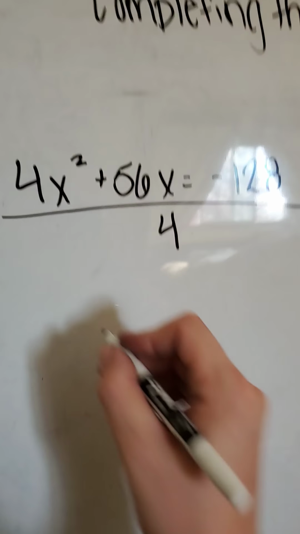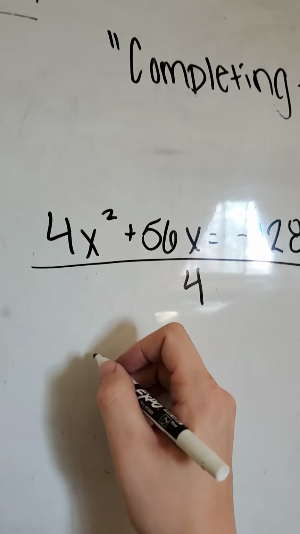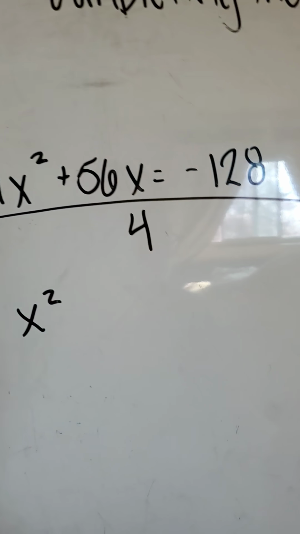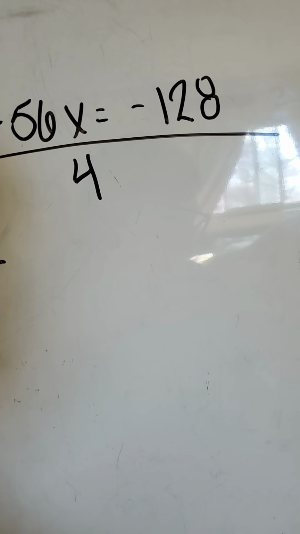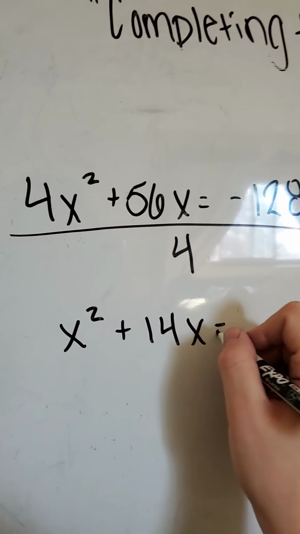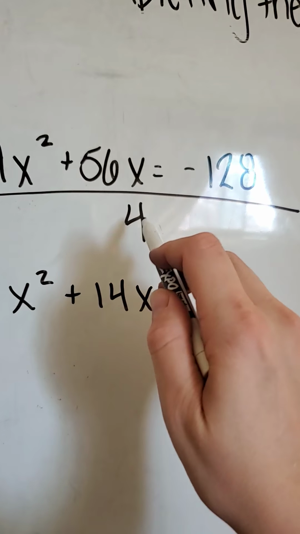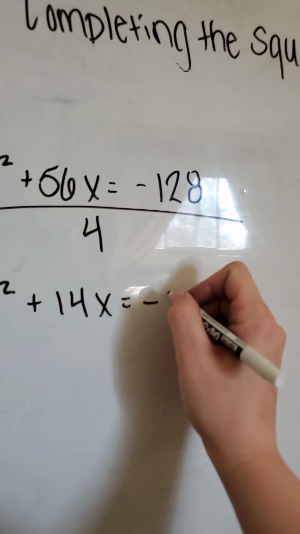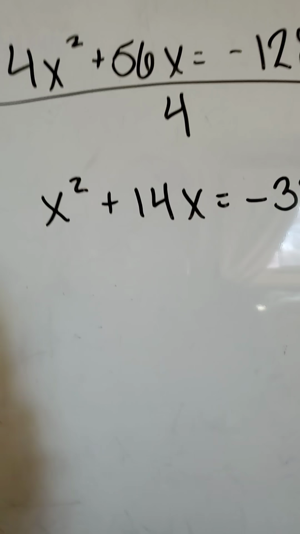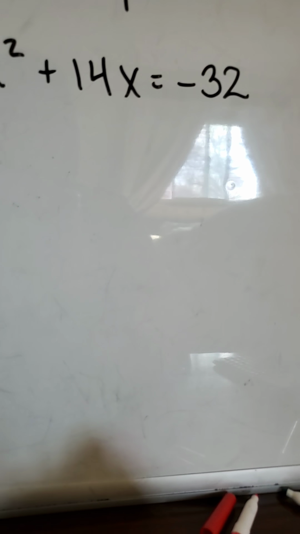Okay, this is totally legal. 4x squared divided by 4 is just x squared. 56 divided by 4 is 14. And like I said before, 128 divided by 4 is 32. So negative 128 divided by 4 is negative 32. All right, and now we're pretty much at the same point we were last time.